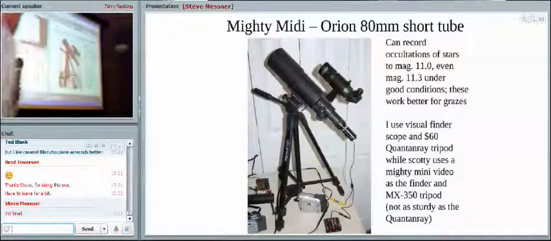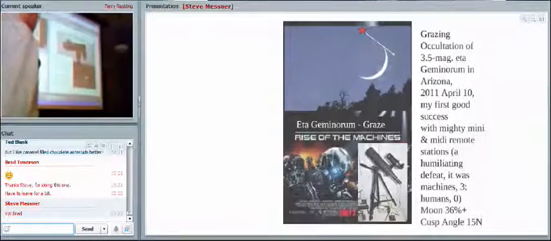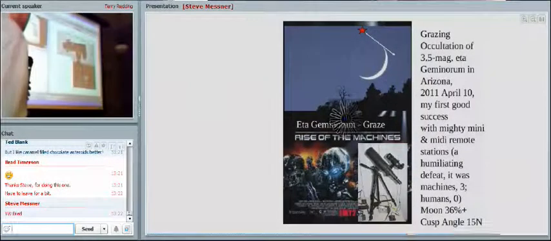And next, that's the MIDI. Okay, next slide. And the maxi. Next slide.